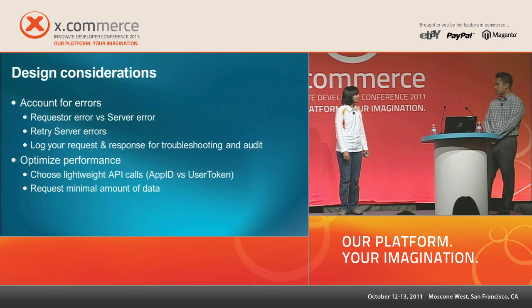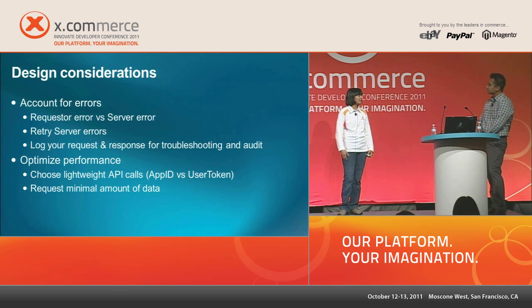So in the trading API, that would be like the get item versus the shopping API, get single item. Go with the shopping API.